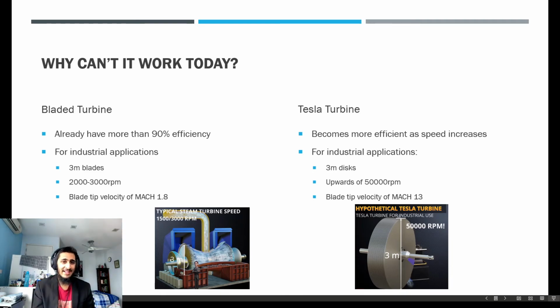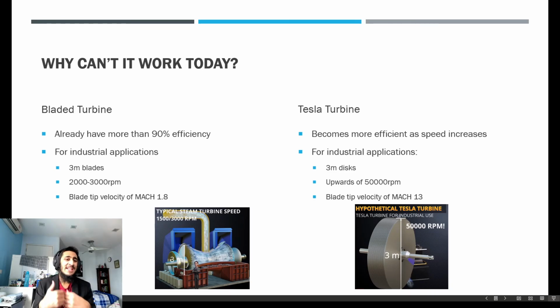Tesla turbine, on the other hand, becomes more efficient as the speed increases. So if we even want to match industrial usage that already exists, we'll need the disc to be 3 meters as well, which in theory will need rotations of upwards of 50,000 rotations per minute, which already sounds very absurd. But to make it even more crazy, it would need a tip velocity of Mach 13. 13 times the speed of sound. Even today, there is really no material that can sustain such immense forces. Not carbon fiber, probably not even titanium or titanium alloys.